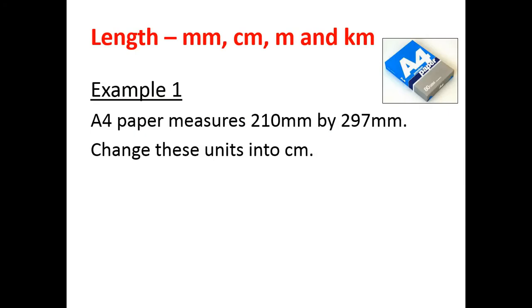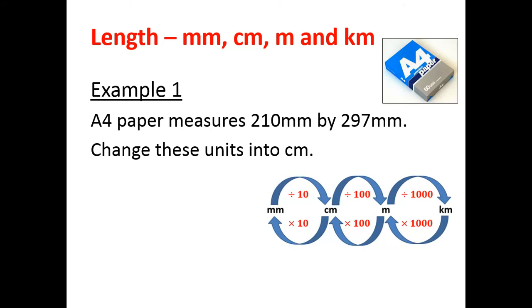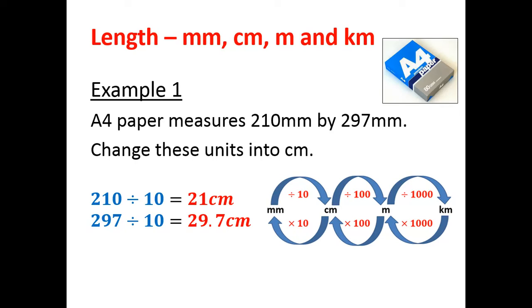Alright, let's get into some examples. Example number 1. A4 paper measures 210 millimeters by 297 millimeters. Change these units into centimeters. So, quick look at our diagram. We're changing millimeters into centimeters, so we're going to divide by 10. So 210 divided by 10 makes 21 centimeters. And 297 divided by 10 makes 29.7 centimeters.